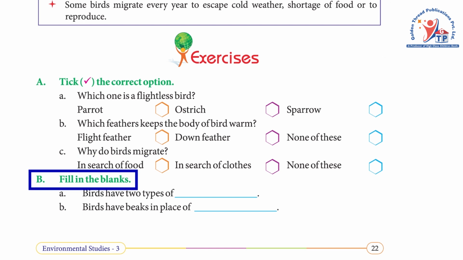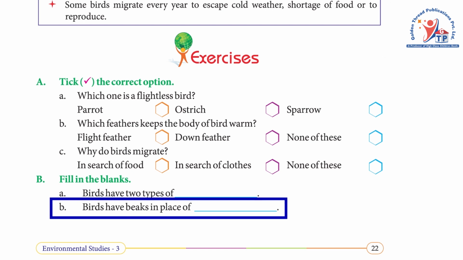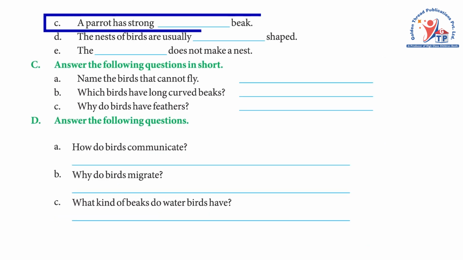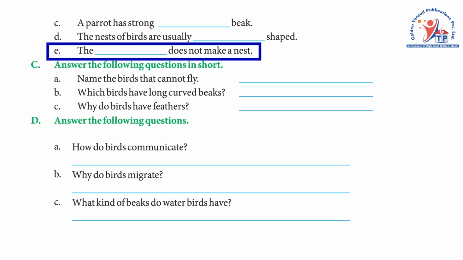B. Fill in the blanks. A. Birds have two types of blank. Answer: feathers. B. Birds have beaks in place of blank. Answer: teeth. C. A parrot has a strong blank beak. Answer: hooked. D. The nests of birds are usually blank shaped. Answer: cup. E. The blank does not make a nest. Answer: cuckoo.